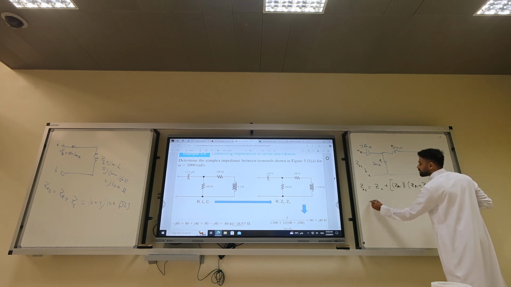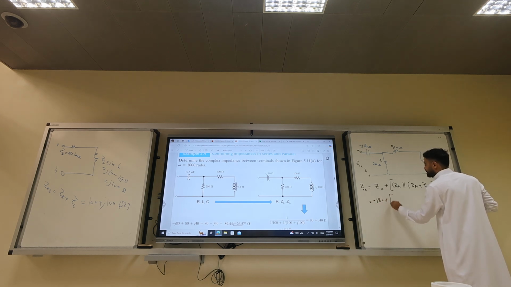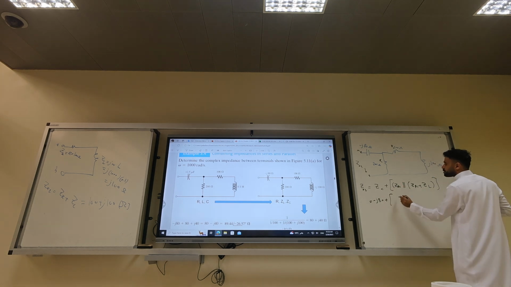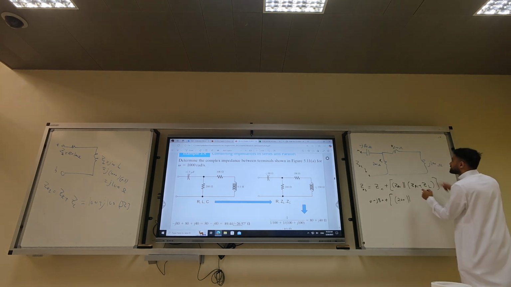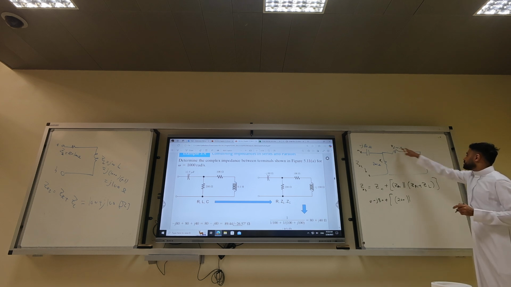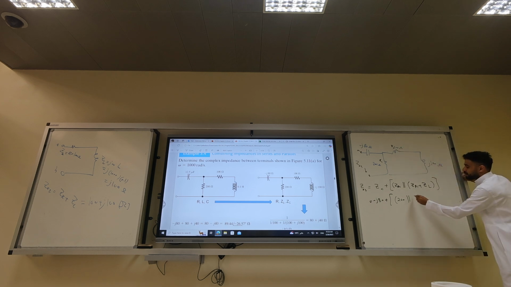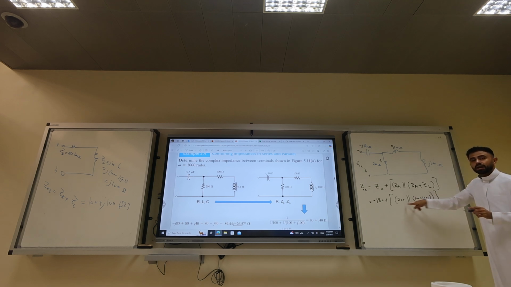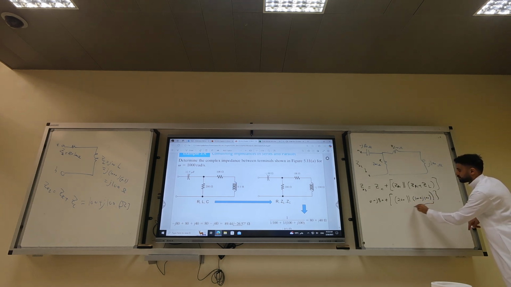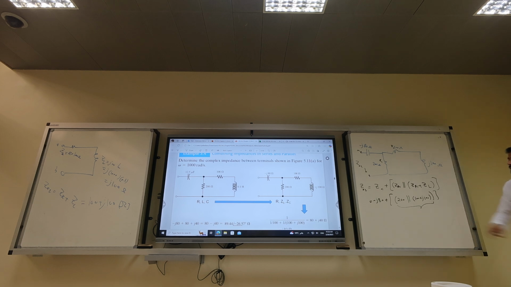It will be minus J times 80 plus the parallel combination between 200 and what is the series combination between 100 and J100? It will be 100 plus J times 100. Now I need to find this parallel combination. How to find this parallel combination?